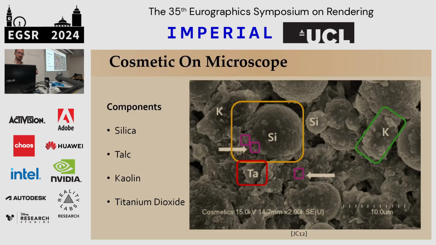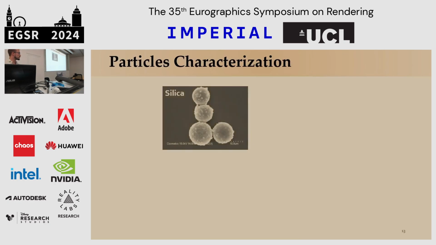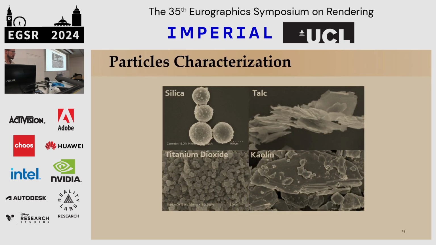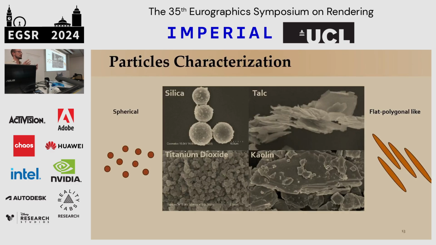So this is how a cosmetic looks when it is applied on a human, but it's also interesting to see how these components look when they are in their free state. And we can see here, this is silica, and they are essentially the same materials as before, silica, talc, kaolin, and titanium dioxide, just in their free forms. We can start to observe that talc and kaolin tend to be flat and polygon-like. Meanwhile, silica and titanium dioxide tend to have a shape that is more spherical or cuboidal.